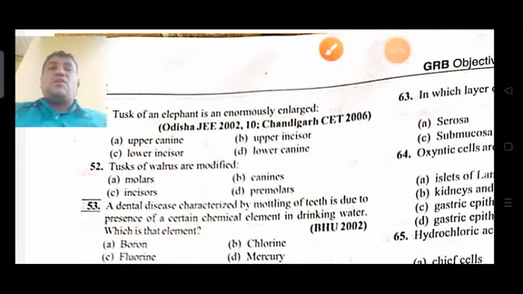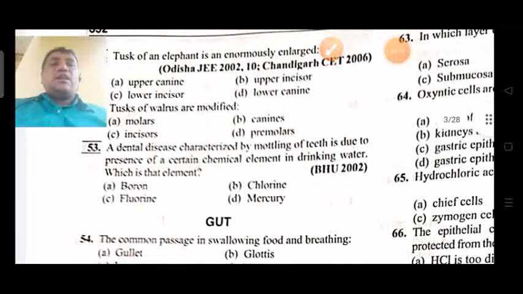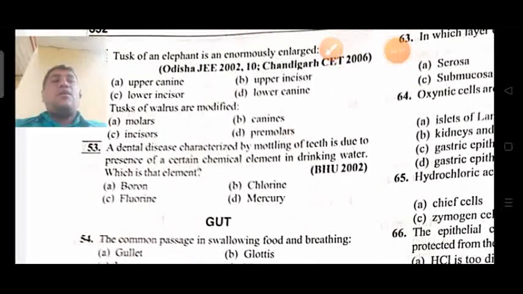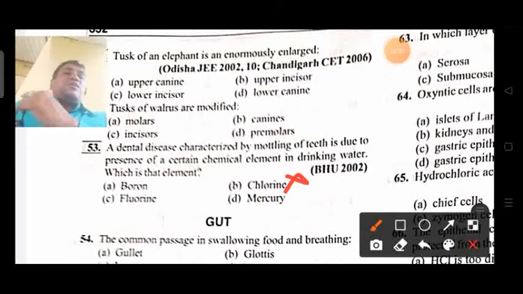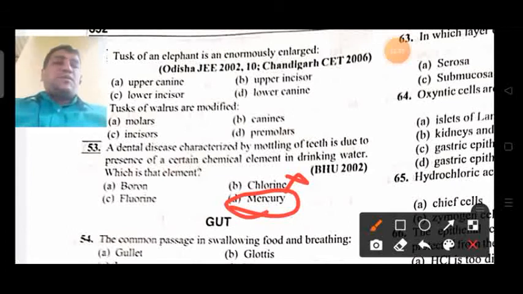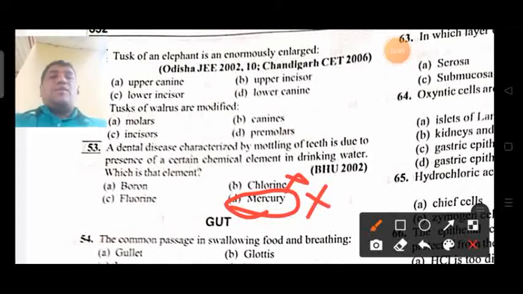Next question, 53rd question. A dental disease characterized by mottling of teeth is due to the presence of a certain chemical element in drinking water. Which is that? Boron, chlorine, mercury. Chlorine is not that harmful because it is used in water treatment, and mercury is very poisonous and is not present in the elemental form. So those cannot be the answer.